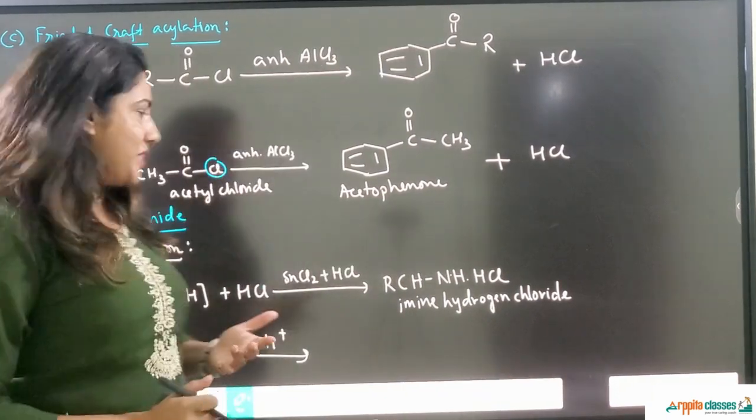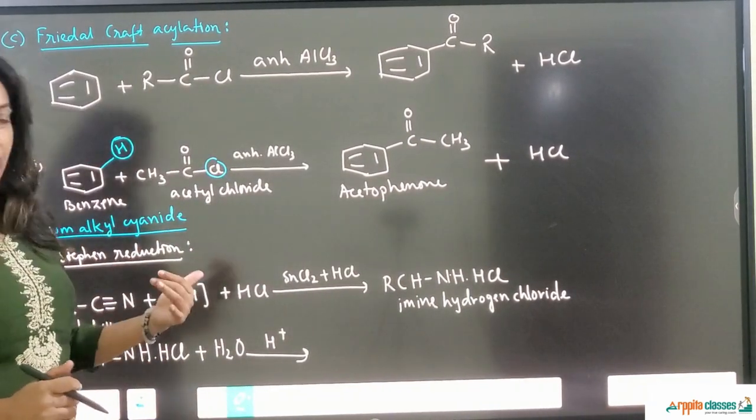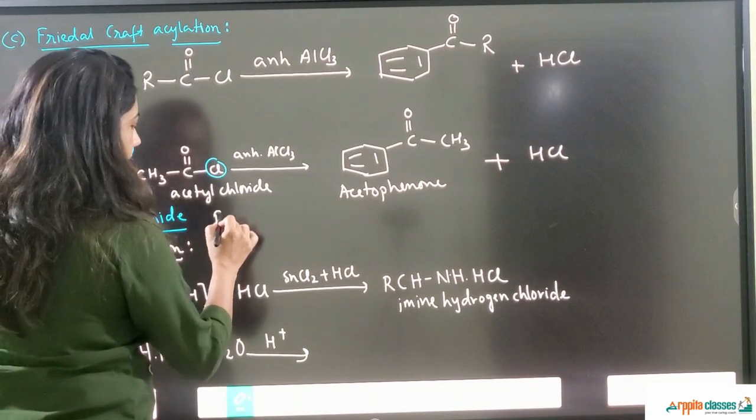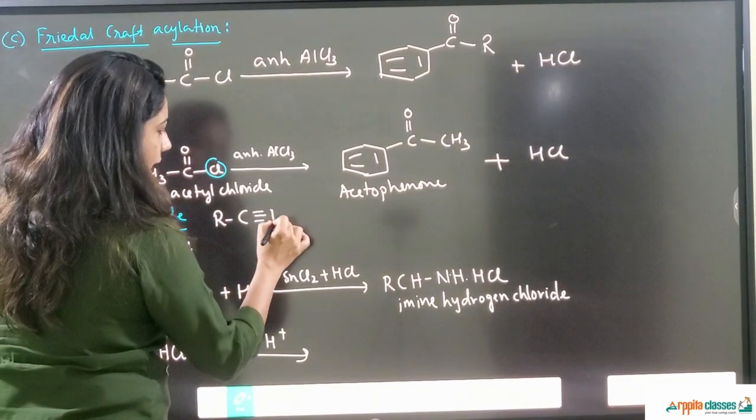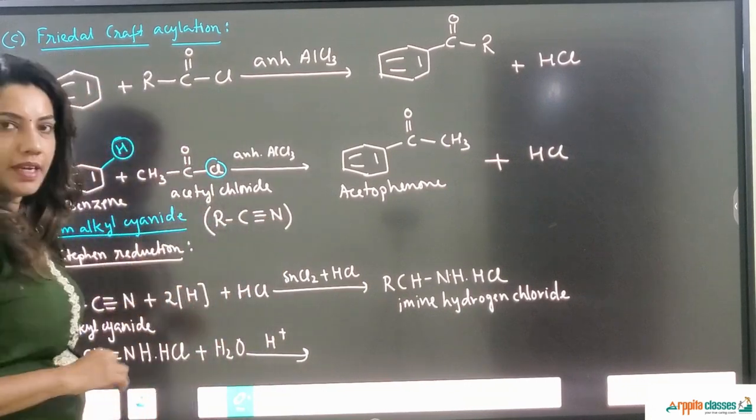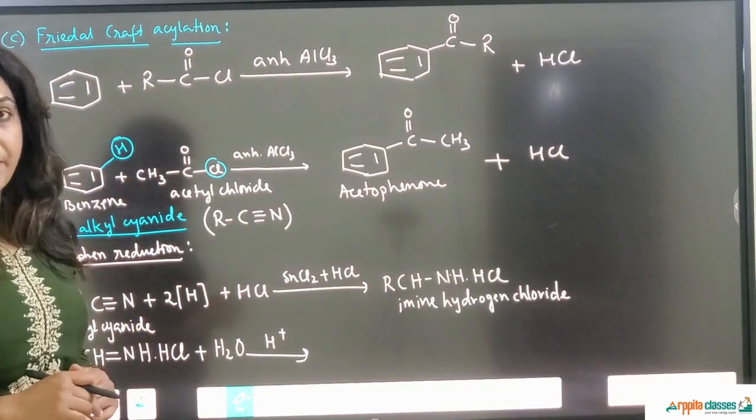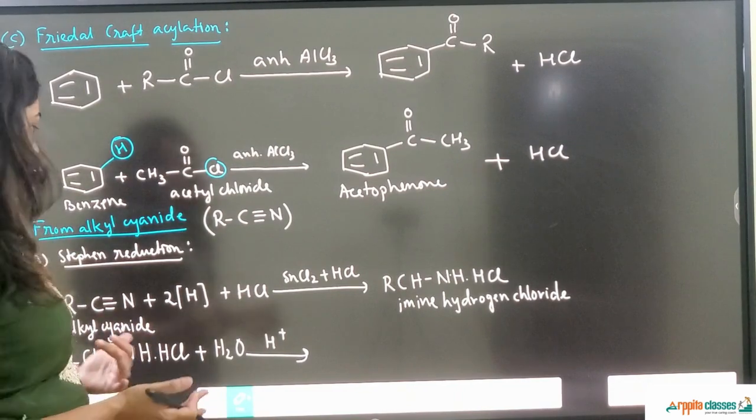So now the next preparation is from alkyl cyanide. What is alkyl cyanide? Alkyl cyanide is RC triple bond N. This is called alkyl cyanide. And the name of the reaction is the Stephen reaction. Again, there is a name reaction. Again, it is very important.